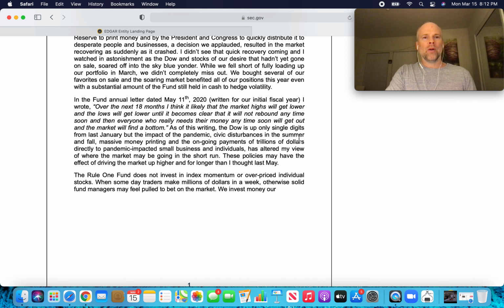In the fund annual letter dated May 11th, 2020, which was the initial fiscal year, Phil wrote, "Over the next 18 months, I think it likely that the market highs will get lower and the lows will get lower until it becomes clear that it will not rebound anytime soon, and then everyone who really needs their money anytime soon will get out and the market will find a bottom." That's a very concise way to describe how a market bottom forms. I was impressed with that.